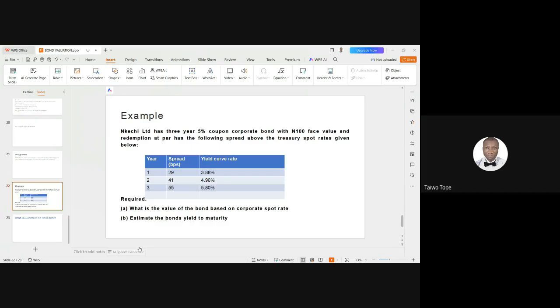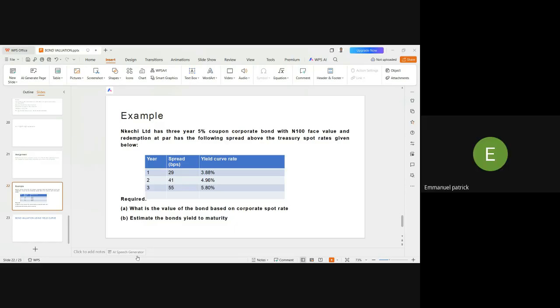The question is saying that the redemption at par has the following spread above the treasury spot rates given below. Now, for us to solve this question, the discounting factor will be what? Each year has its discounting value.